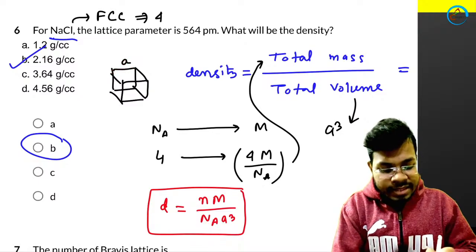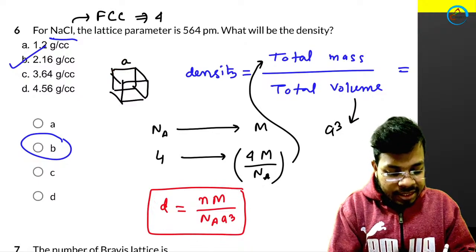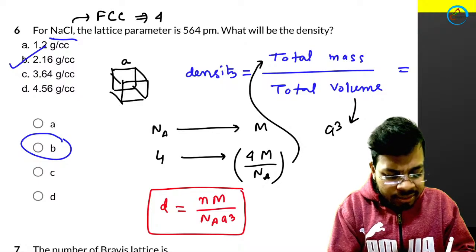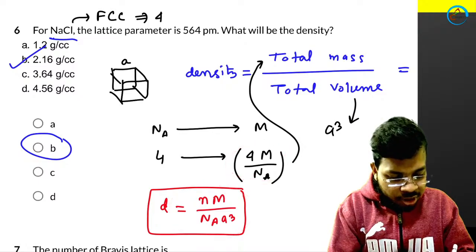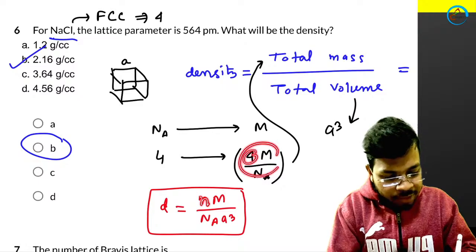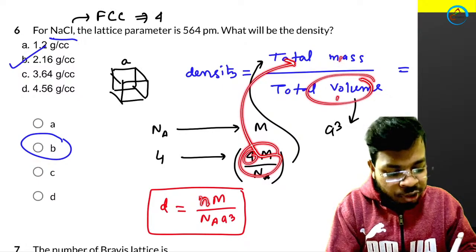Using this formula, I have shown you how I am getting this result. Simply put in the values. This 4 is actually the small n value. Put the value of the total mass, put the value of the volume, and you will get the density.